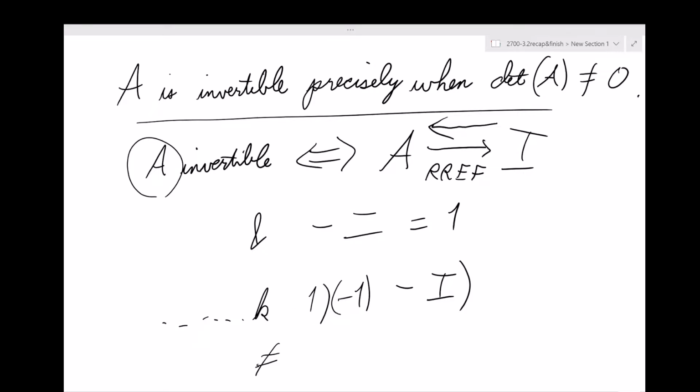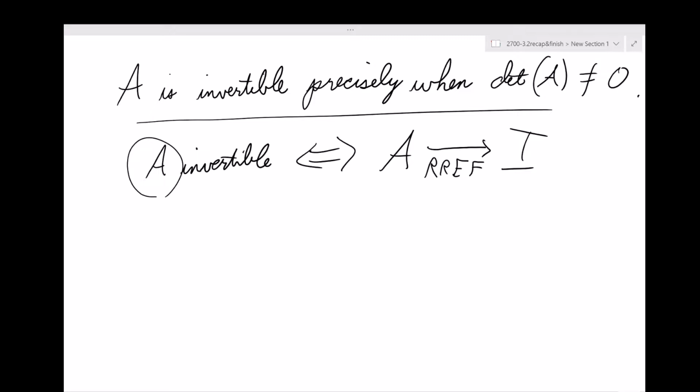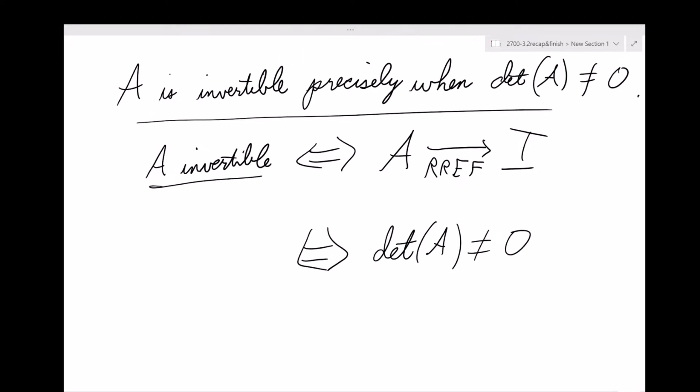So putting all that together, that tells me that A's determinant is not 0. So indeed, these are equivalent. Very useful.